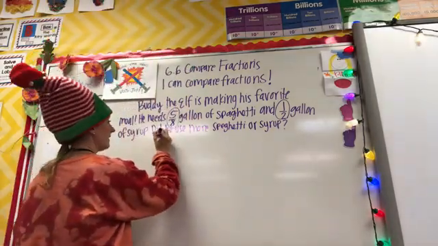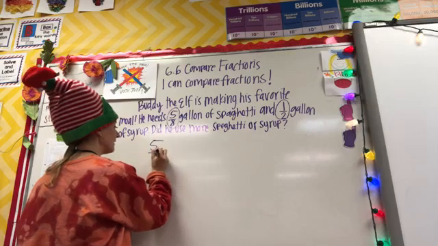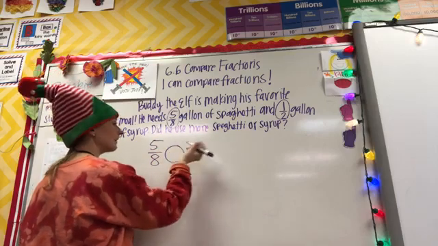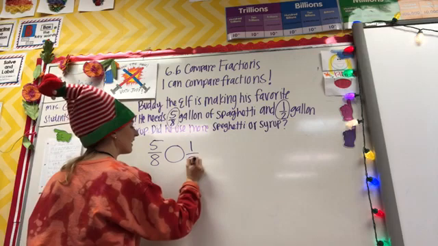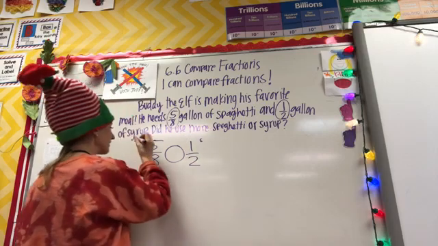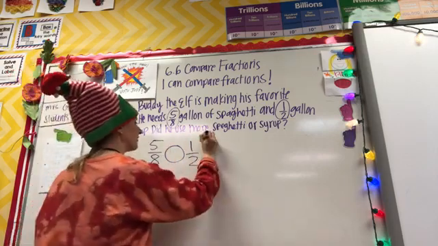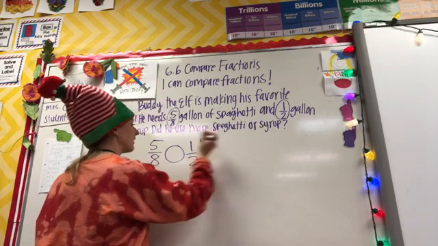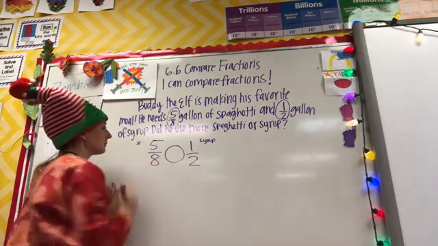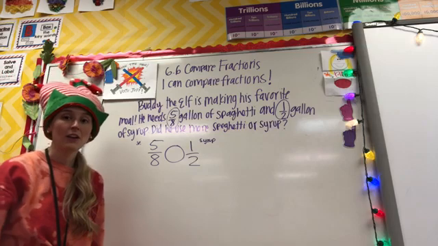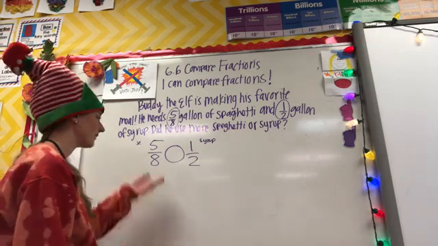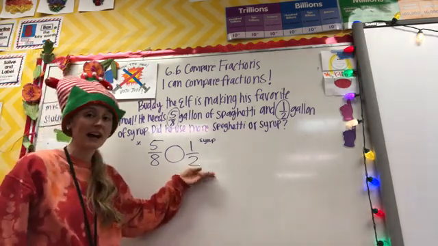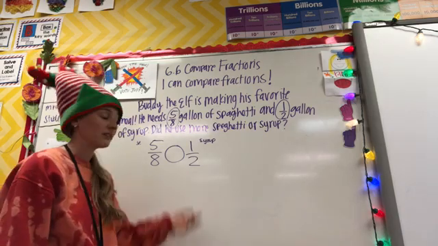So we have 5/8 spaghetti, and we're going to compare that to his 1/2 gallon of syrup. I'm going to do an S. Oh, they both start with S. We'll do SY for syrup and SP for spaghetti. Okay, so we can't just compare these because this one is out of 8 and this one is out of 2.